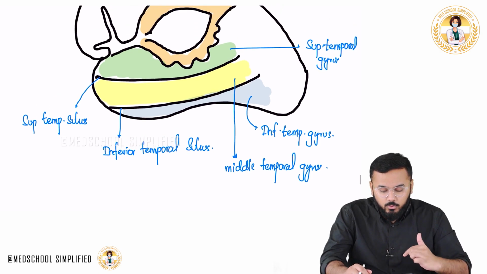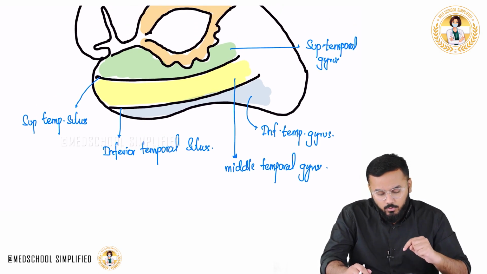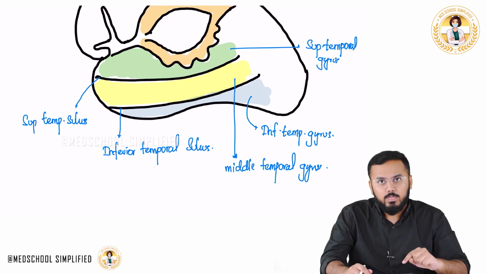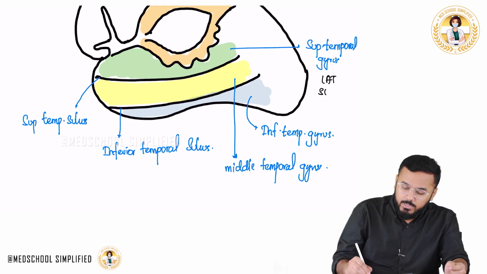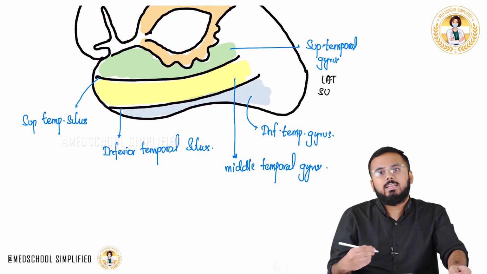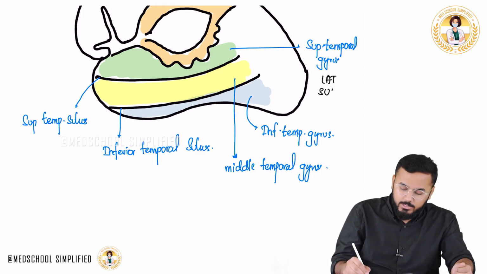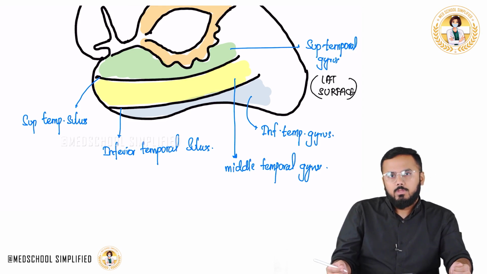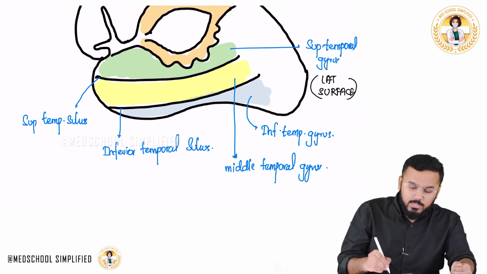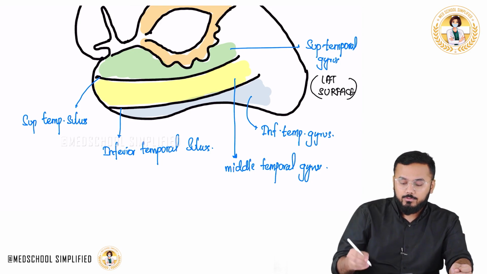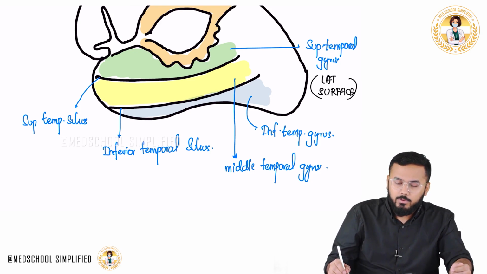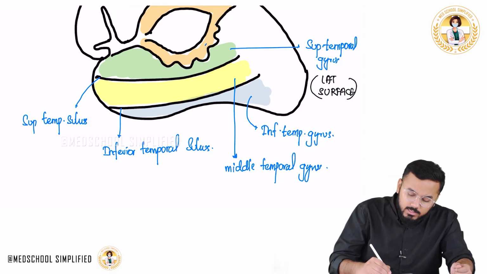Now if you look at this superior temporal gyrus, this green color thing which you are looking at here, actually this is called the lateral surface of the superior temporal gyrus. Now this is where it gets tricky and confusing, but nothing to worry. So this is called a lateral surface. Okay, so whatever surface I have shown you here is called the lateral surface of the superior temporal gyrus.